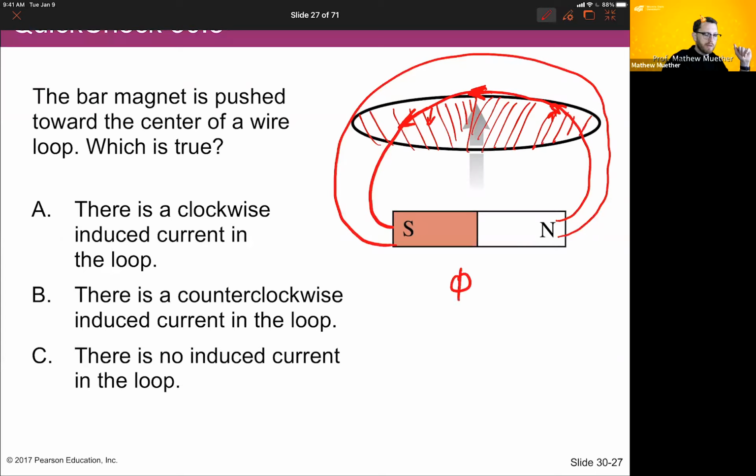So the flux through this thing is going to equal 0, no matter how close that magnet gets to the loop. If the flux is equal to 0 at all times, then there's no change in flux. And that implies the induced current is equal to 0. So there's no induced current here.